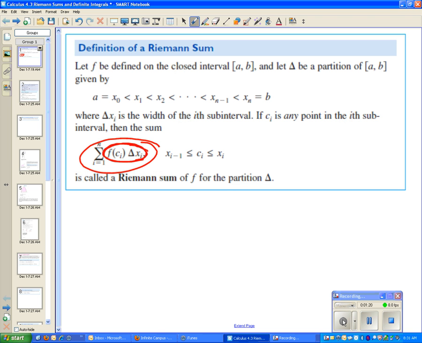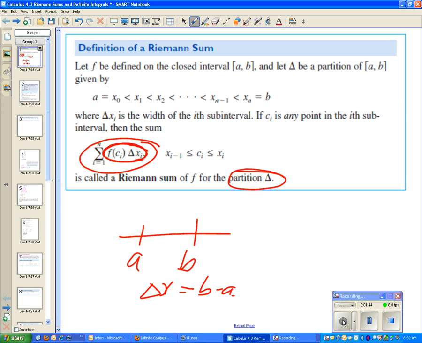Now, they like to use the word partition. All that means is the width of the interval. All right, the partition is the width of the interval. So when we call it delta x, we're all thinking change in x, which gives you the difference from one end point to the other. Delta x would be whatever b minus a is. All right, they just called it a partition.